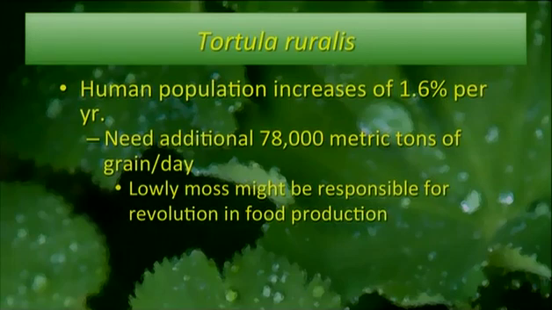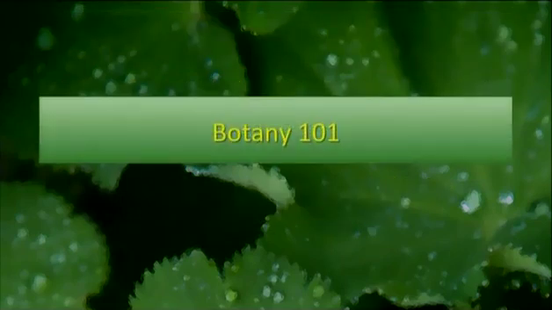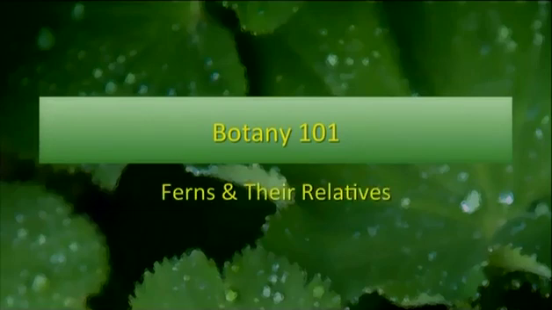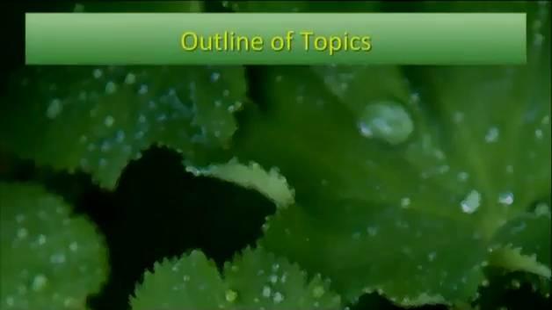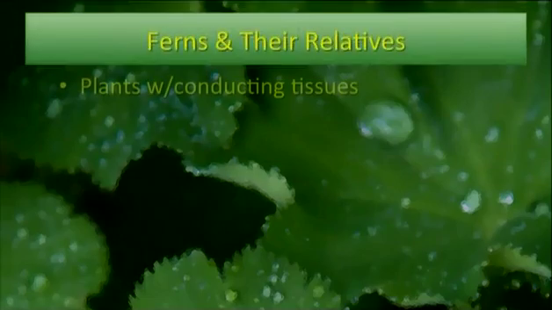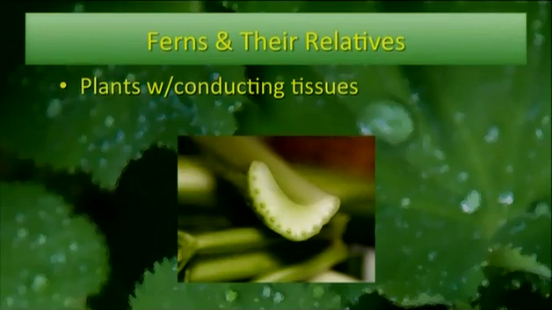Now we're going to move on to something else. So we finished with the non-vascular plants, and now we're going to move on to ferns and their relatives. They're also known as the lower vascular plants in some old texts. So ferns and their relatives are plants that have conducting tissues. They have xylem and they have phloem. Xylem moves water in the plant and phloem moves food in the plant, or sugar.